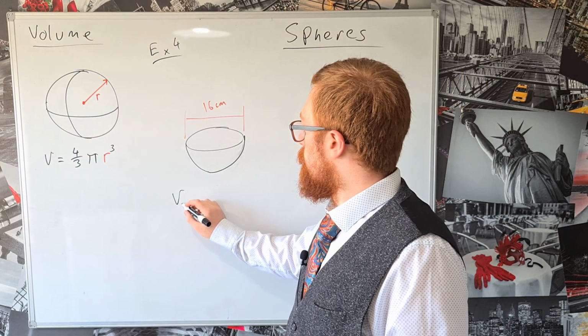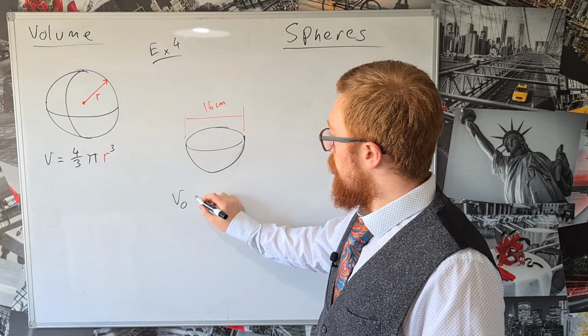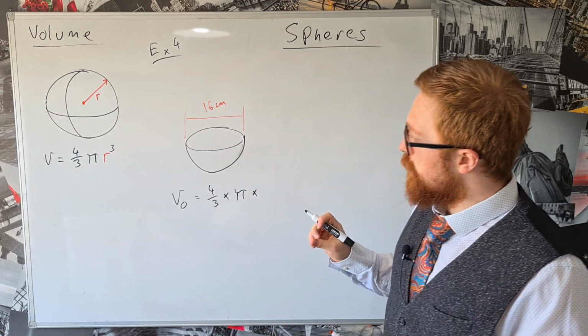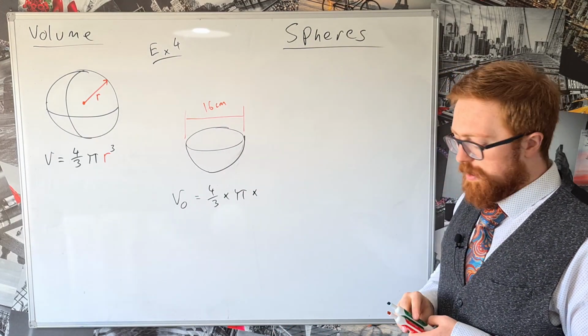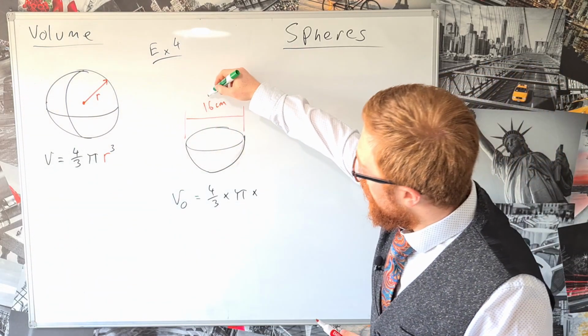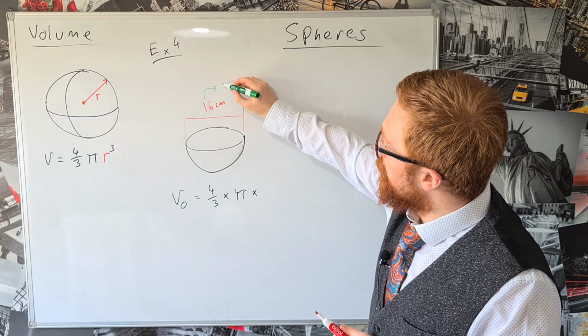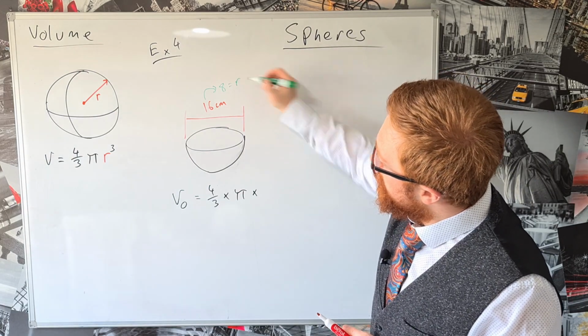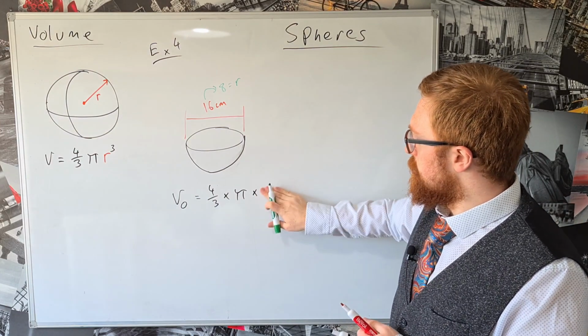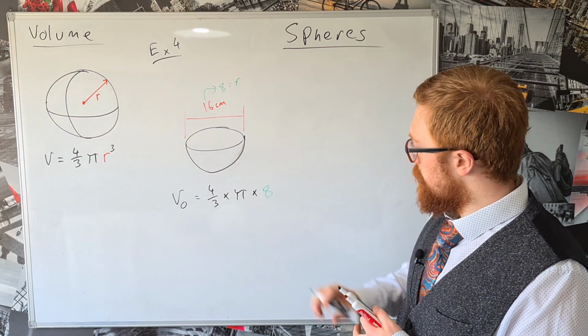So the volume of the whole sphere is going to be 4/3 times by pi times by, now what have we done here to try and catch you out? Well, again, we've given the diameter. Just be careful. We need to remember that we need to find the radius. The radius is 8. So 8 cubed.